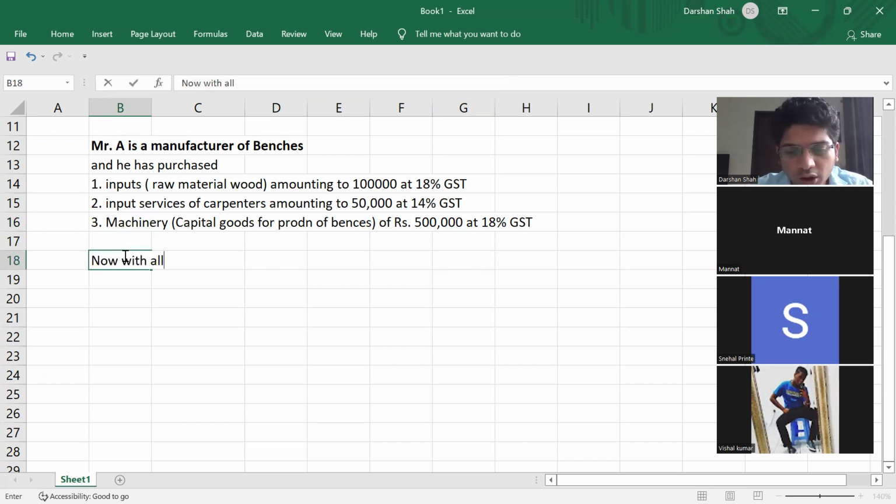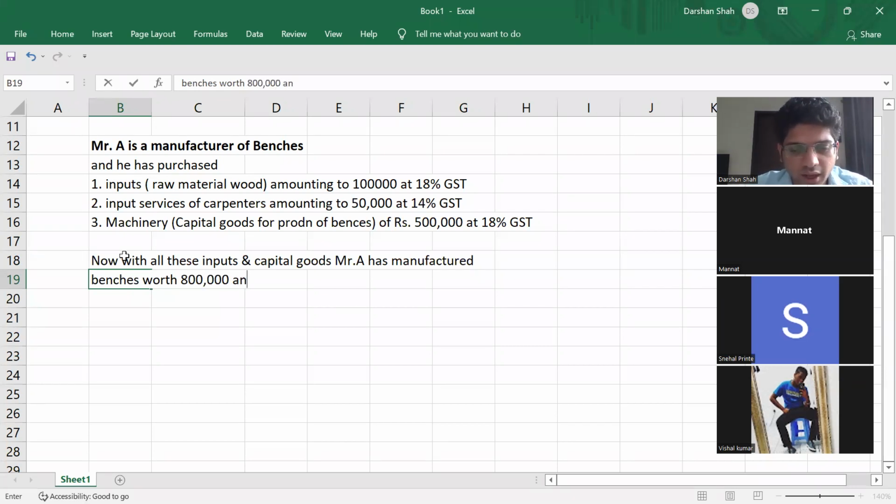Now, with all these inputs and capital goods, Mr. A has manufactured benches worth, let us say, 800,000, and GST on such output is at, let us say, 20%. I'm taking random, hypothetical GST rates.